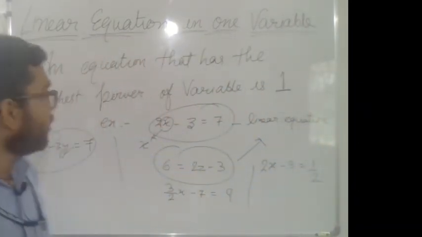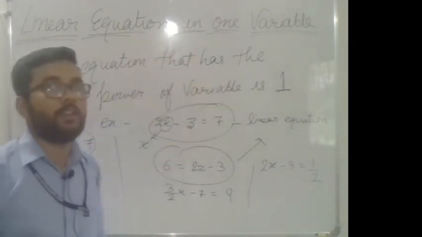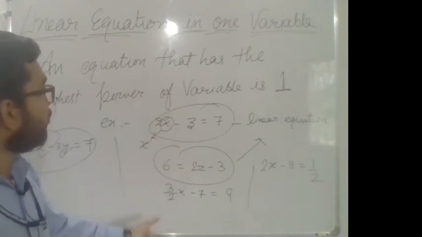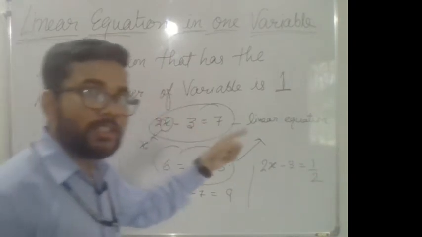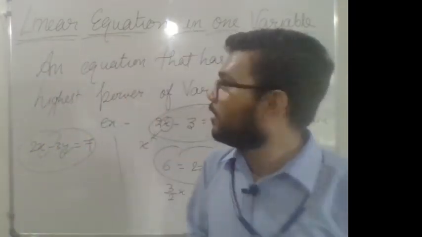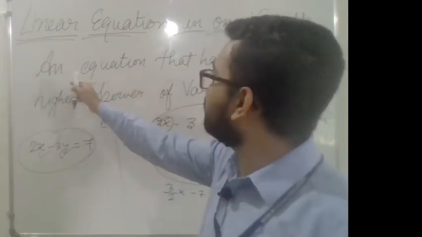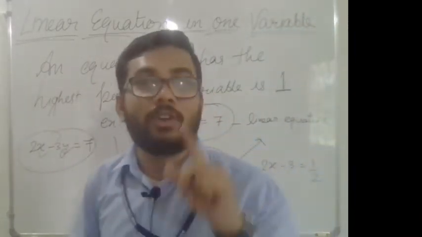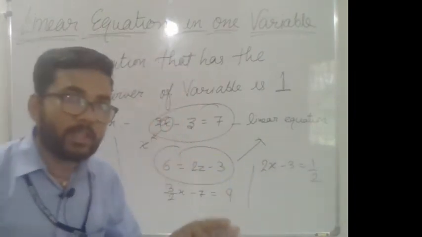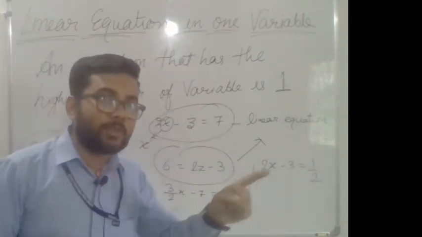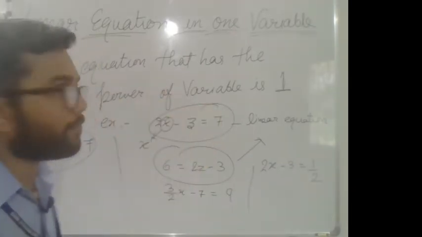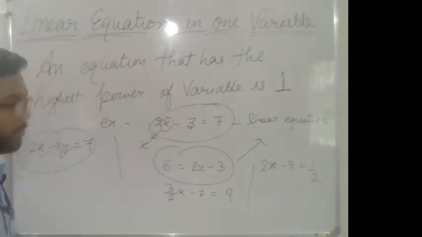Here you will have to learn about the linear equation in one variable. I hope you can understand what is linear equation in one variable. An equation that has the highest power of variable 1 is called linear equation, and an equation that contains only one variable is called linear equation in one variable.